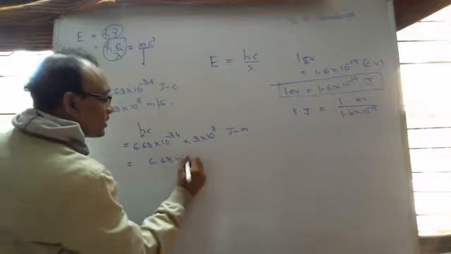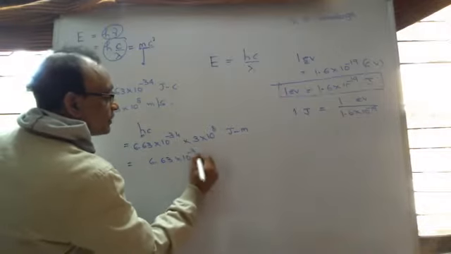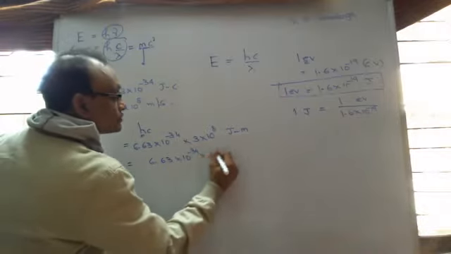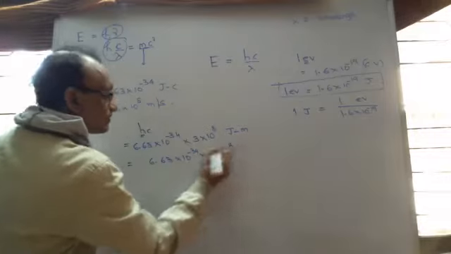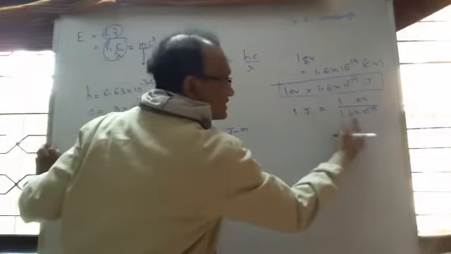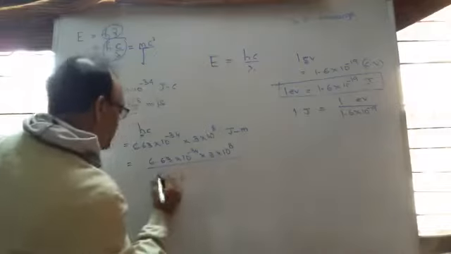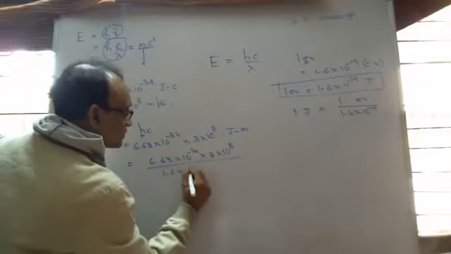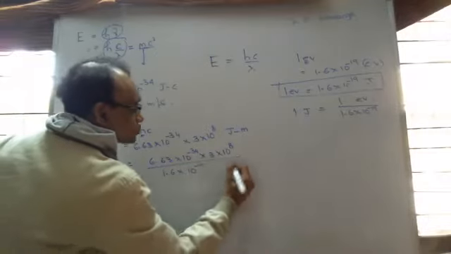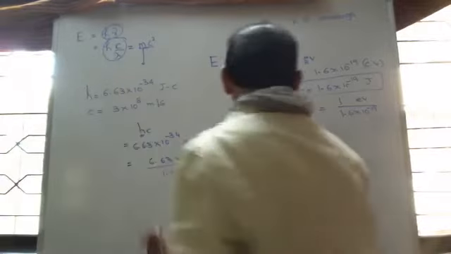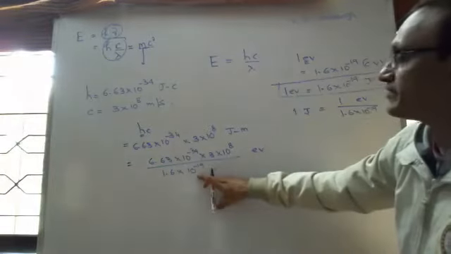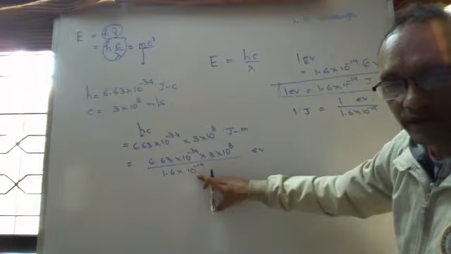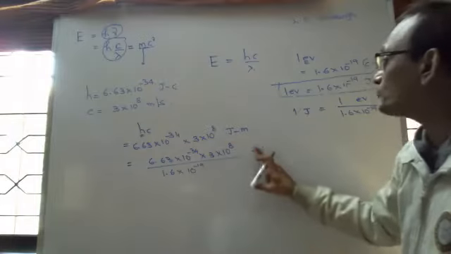So what I do is 6.63 into 10 to the power minus 34, 3 into 10 to the power 8. Each joule, as you can see, is 1 by 1.6 into 10 to the power minus 19 electron volts. So joule to electron volt is converted by dividing by 1.6 into 10 to the power minus 19. Joule has got converted into electron volt.